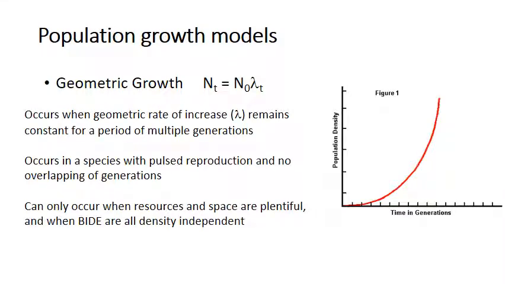So I'll just describe what those models look like. Geometric growth occurs when a geometric rate of increase, or lambda, remains constant for a period of multiple generations. For example, if we look back to our sunflower example, we have a proportional increase in population over the course of one generation. And if that proportional increase remains steady over several generations, then the absolute increase in population is going to be greater and greater over time. And it leads to this kind of J-shaped curve. This kind of population growth can only really occur when resources and space are plentiful, and when birth rate, immigration, death rate, and emigration, so all those features of BIDE, are all density independent.